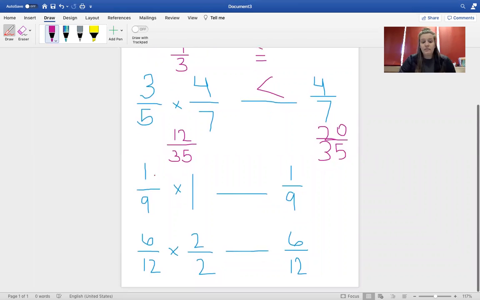Let's look at this third one. 1/9 times 1 compared to 1/9. Well, what is anything times 1? It's just itself. So these are actually going to be equal to each other, right?